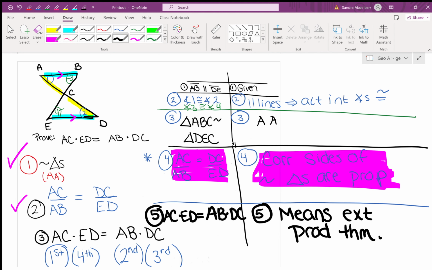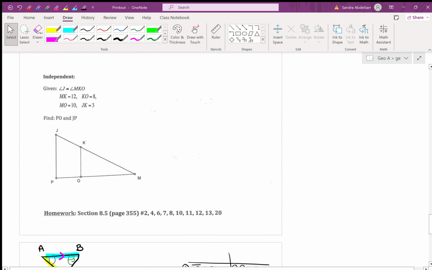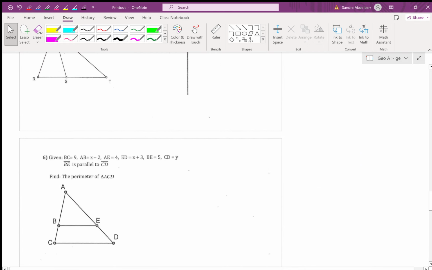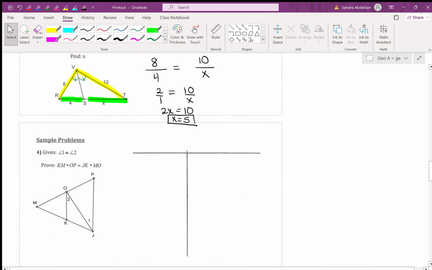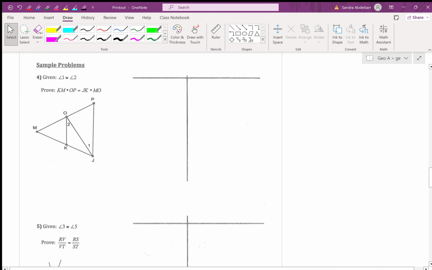And there we go. We did our proof. All right, let's do more proofs. Ready? How many proofs will be on the test? I don't know. I didn't make the test yet. Okay.